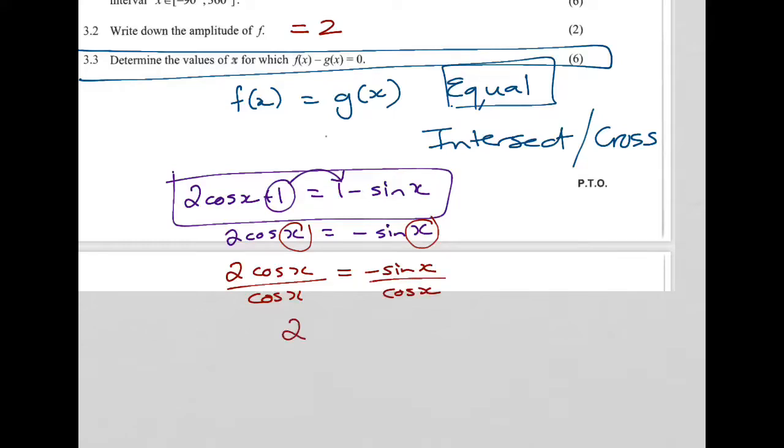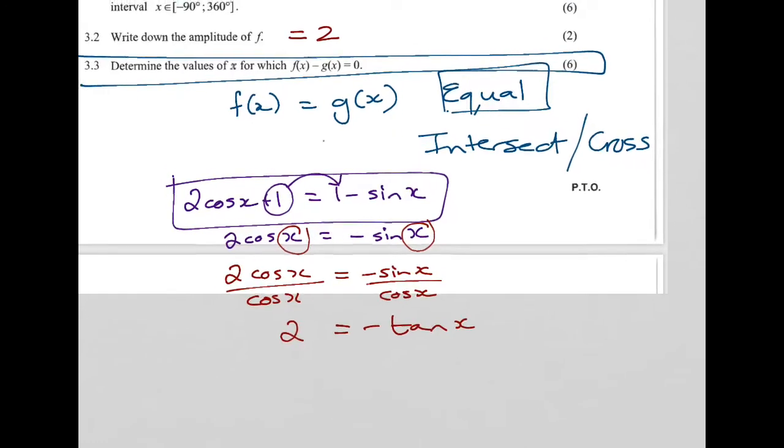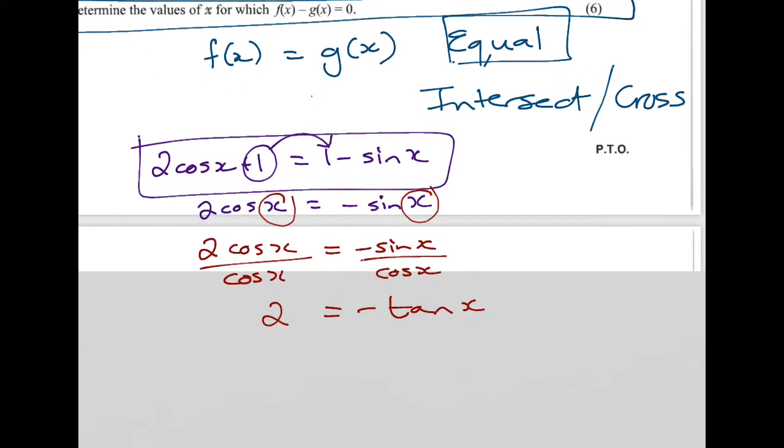And so that's going to become 2, the cos's cancel, and this is going to become negative tan x. Now, you're only allowed to do this when you are changing to a tan. You're not allowed to just divide by a variable. Cos x is a variable here when you're solving, because then you lose the solution. Here, it's been worked into the tan. It's still there. The sine and cos are still there. So we're then going to take the negative across, and we're left with tan x equals negative 2.